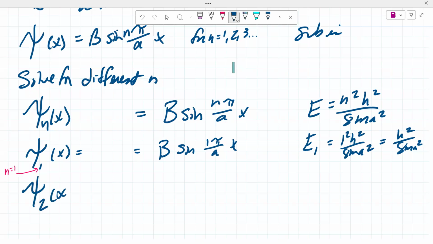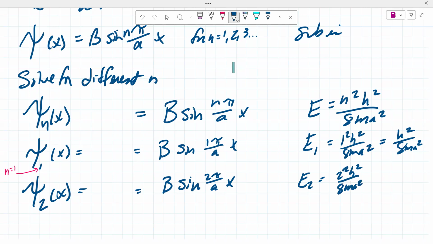Psi sub 2 of x equals, yeah, I guess we don't need the 2 equals, sine 2 pi over a x, E sub 2 equals 2 squared h squared over 8ma squared. Okay, 2 squared is 4, so we're gonna leave this. I'll show you in a minute. You might say, oh, do your canceling. No, you don't want to cancel, and I'll show you in a minute why we don't want to.